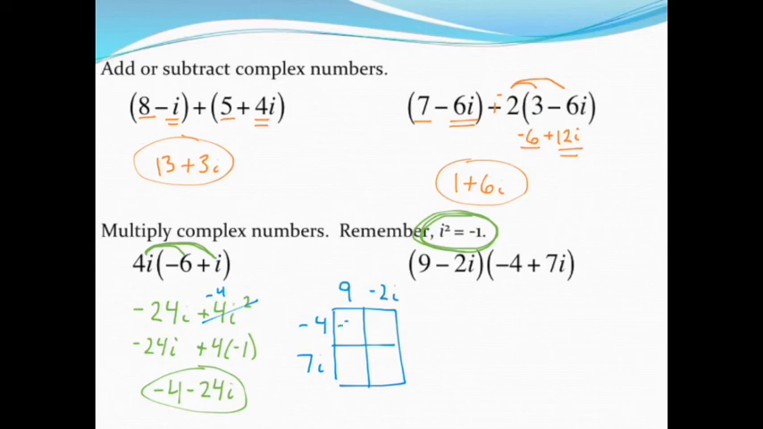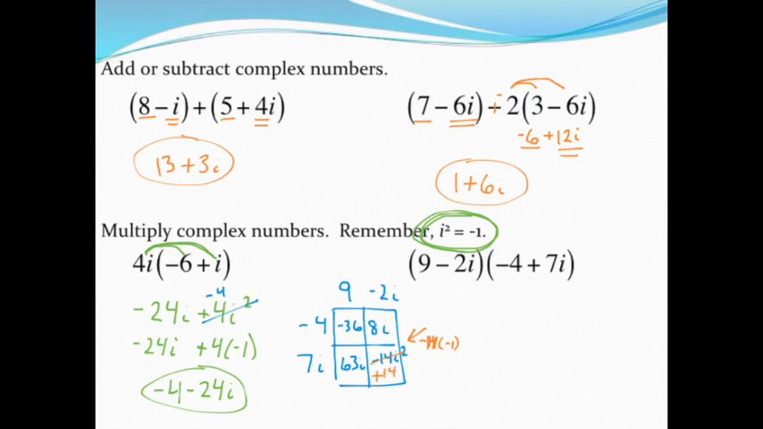So 9 times negative 4 is negative 36. I get a positive 8i. A positive 63i, and then finally I have a negative 14i squared. Now once again, we never want to leave pairs of i's on our paper, so because we have an i squared, it's really equal to negative 1, so that last box is really negative 14 times negative 1, or just positive 14, or like I said, my shortcut that I like to use, just cross it out and change the sign and drop the i squared.